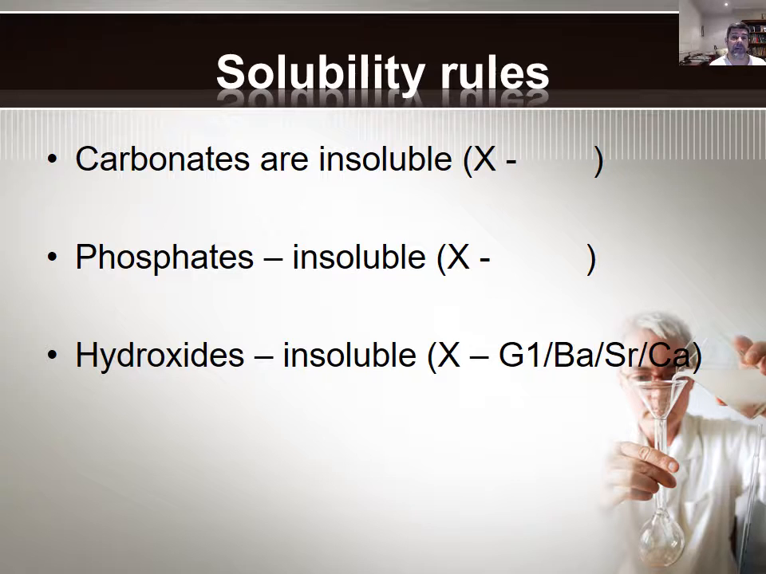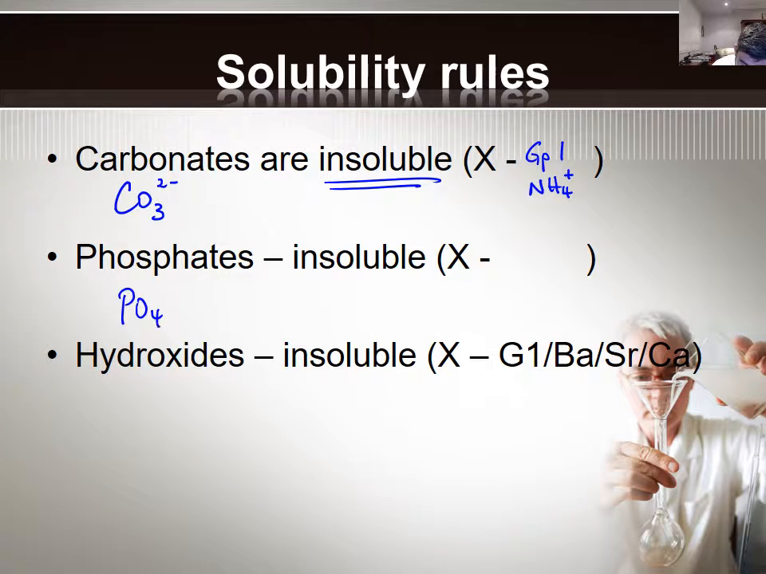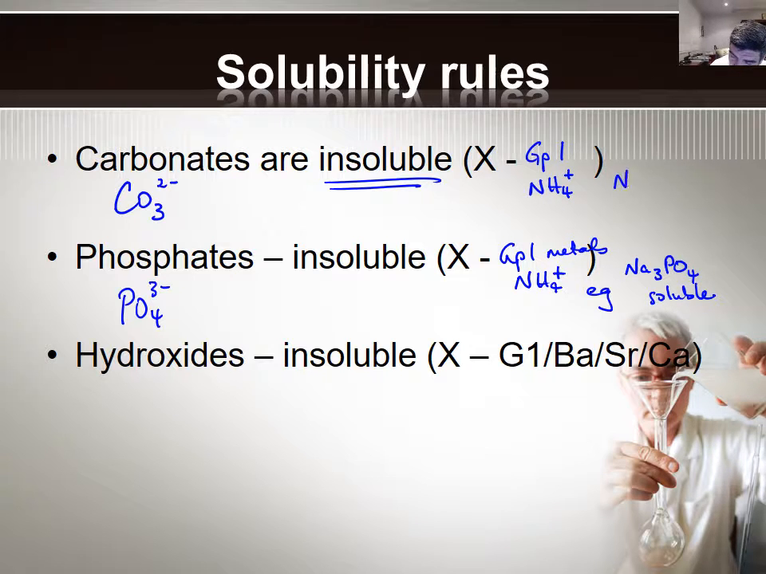The rules around solubility also exist for a number of substances that are insoluble. So the carbonates, CO3 2-, are all insoluble. The exceptions are the ones we would expect, the group 1 elements and ammonium compounds. Phosphates, PO4 3-, these are also insoluble, and again the exceptions are the group 1 metals and ammonium. So for example, sodium phosphate would be soluble. Ammonium carbonate would be soluble. Okay, so that's what the exceptions are telling you here.